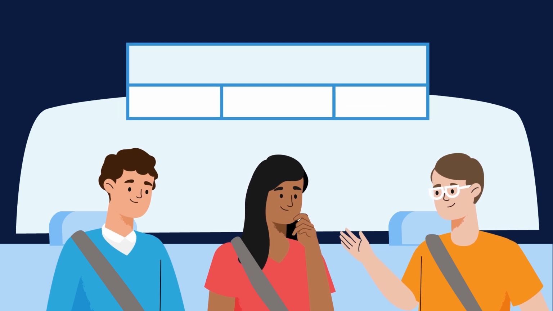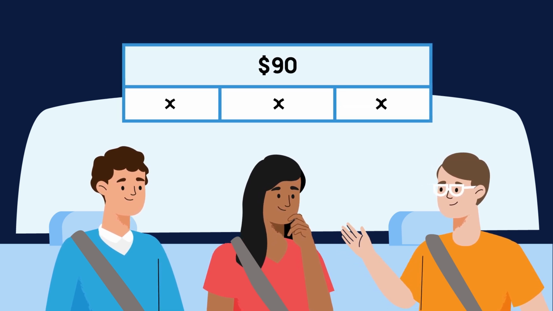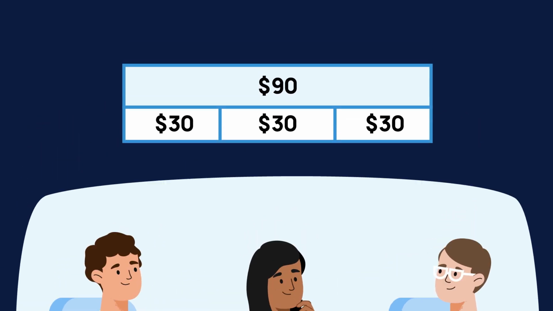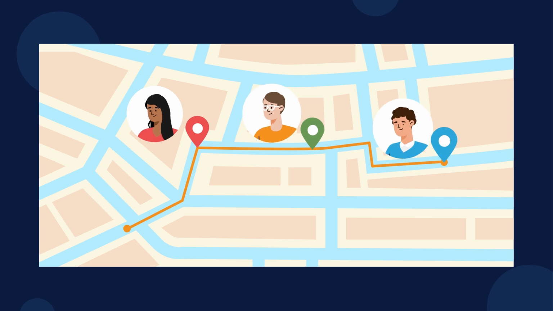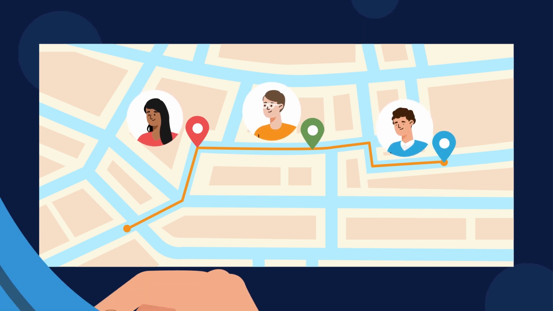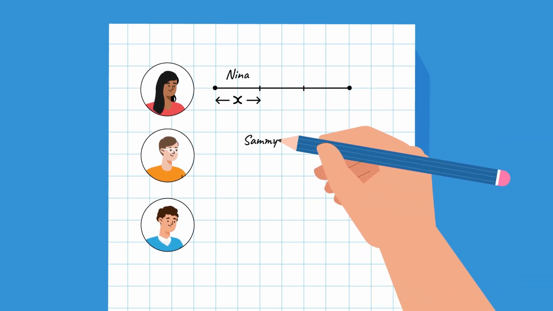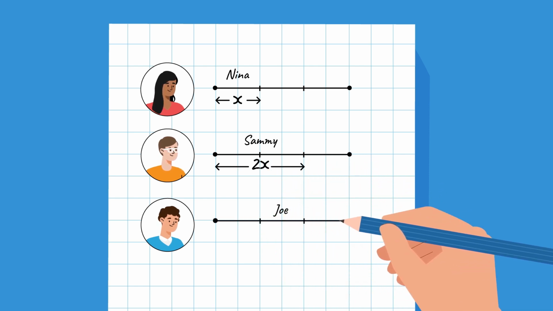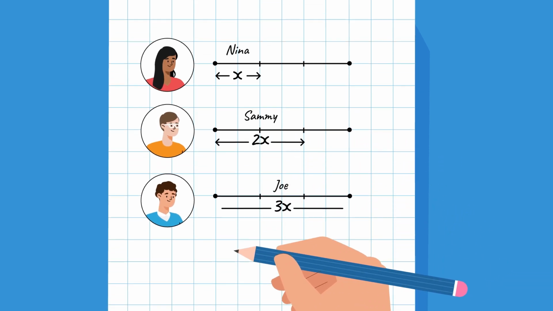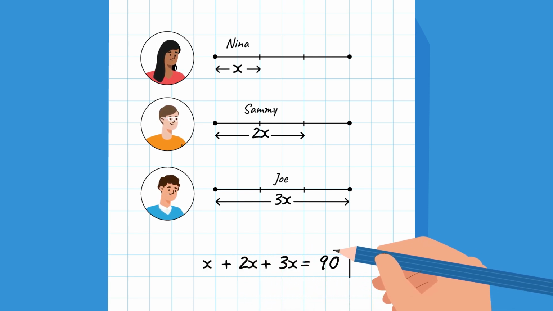They could equally share $90 between the 3. You can probably see that each would pay $30. But is that fair? One fairer way to work it out might be to use an equation based on how far each person travelled. Nina thinks of her portion of the ride as x, then Sammy's portion as 2x, and Joe's as 3x. So the equation would be x plus 2x plus 3x equals 90.